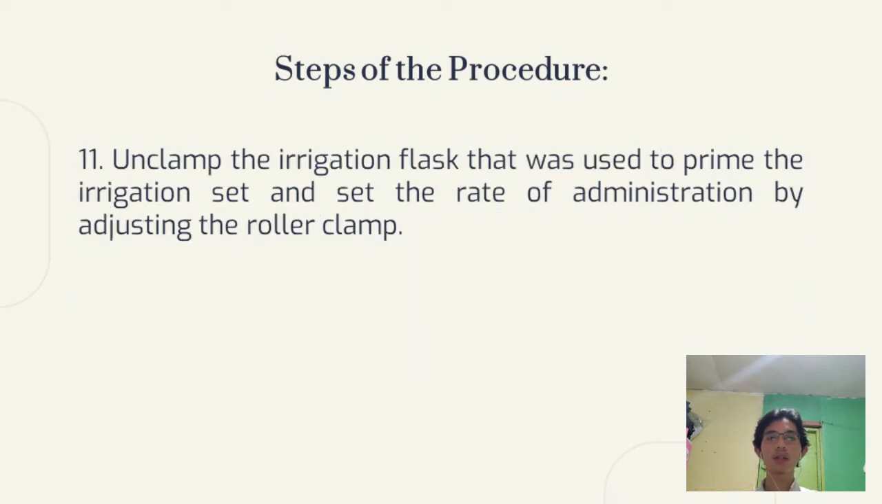And lastly is to unclamp the irrigation flask that was used to prime the irrigation set and set the rate of administration by adjusting the roller clamp. Note, the aim of the bladder irrigation is to keep the urine rose-colored and free from clots.